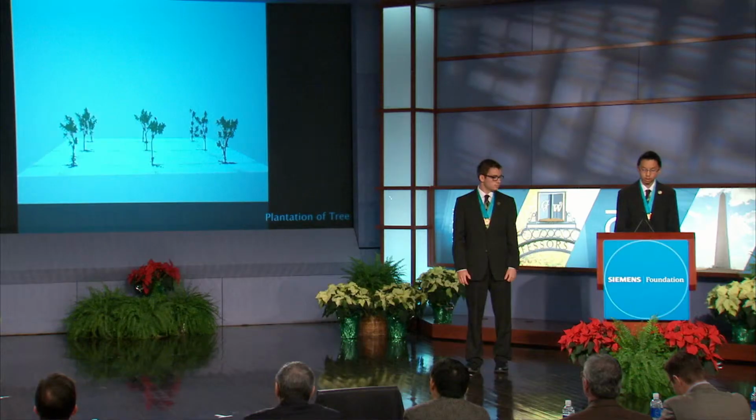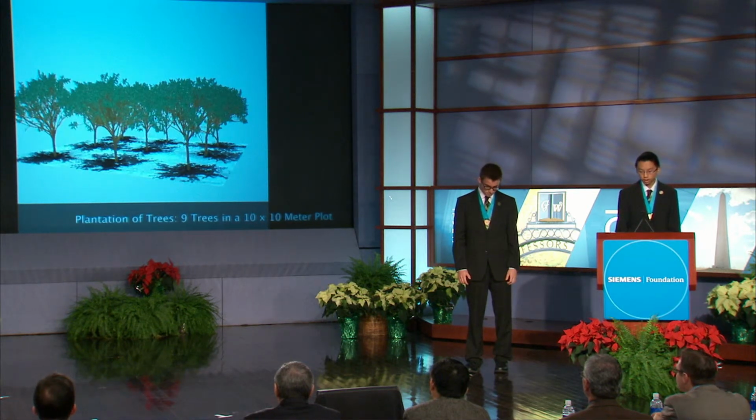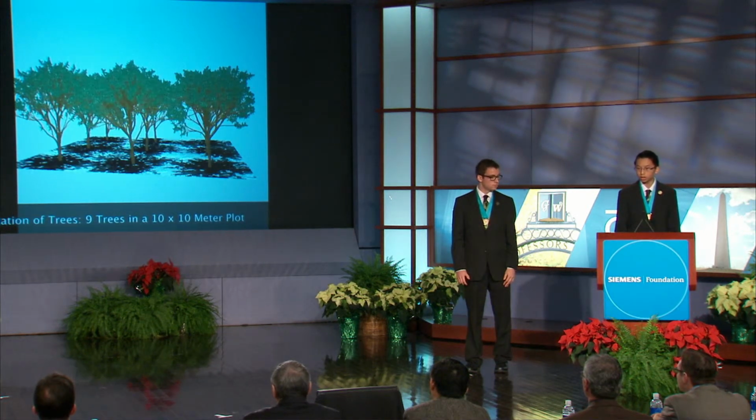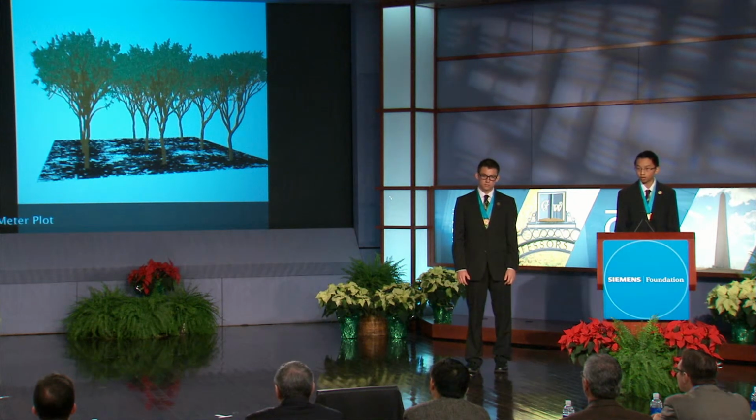We also wanted to look at competition of light between trees. Here we planted a plantation of trees, and throughout the cycle in the simulation, you'll notice the trees start growing upwards rather than outwards compared to the previous ones to maximize the amount of light absorbed.